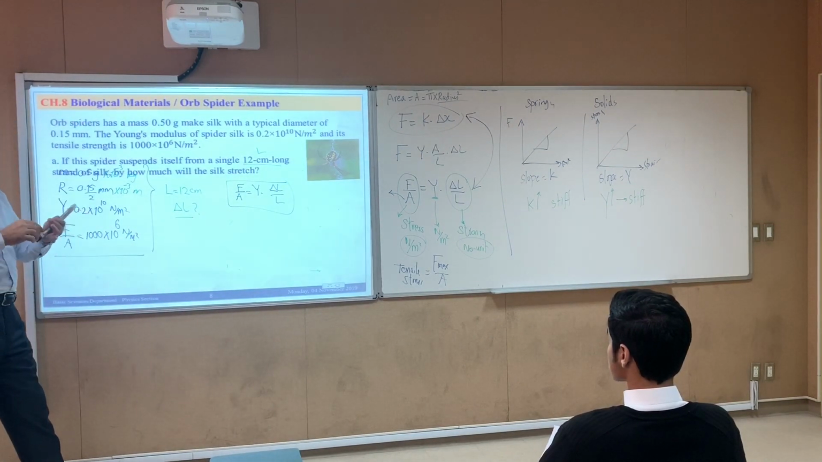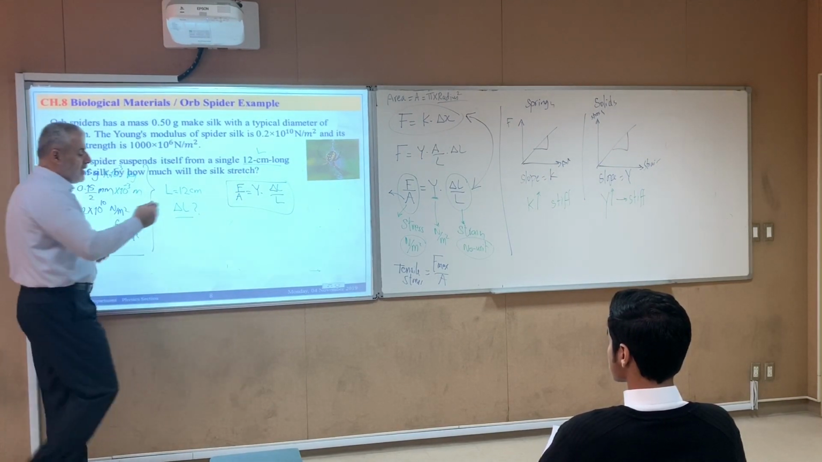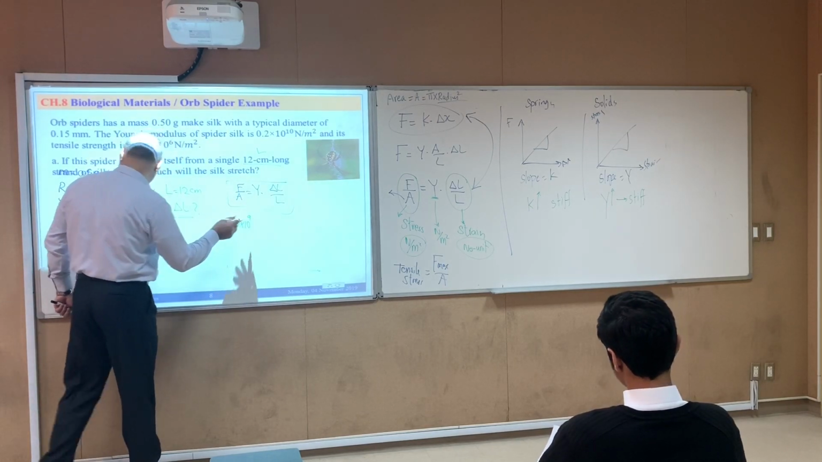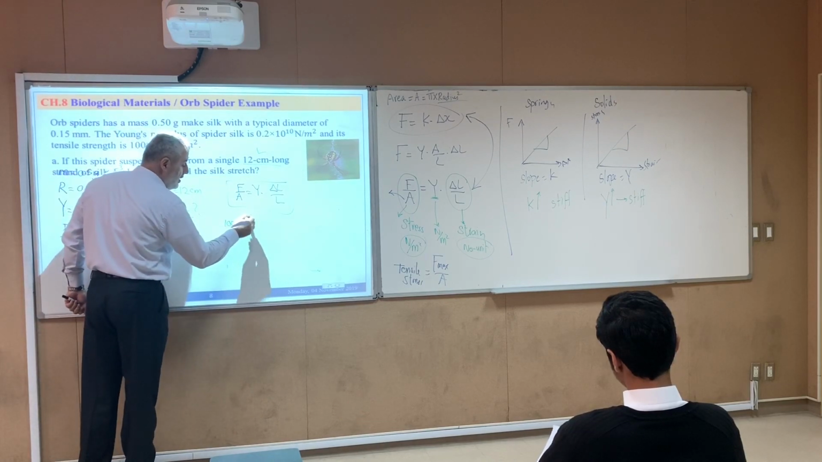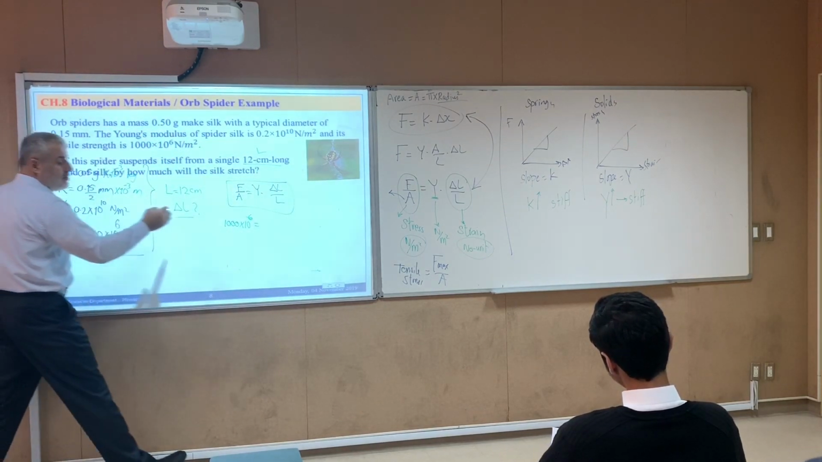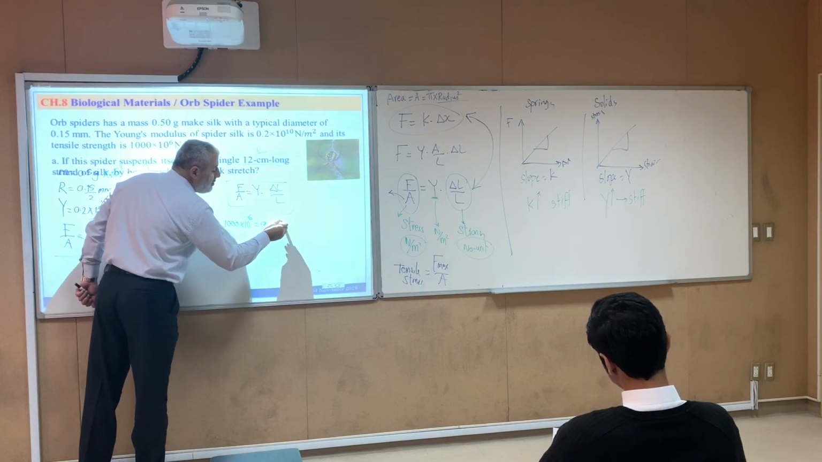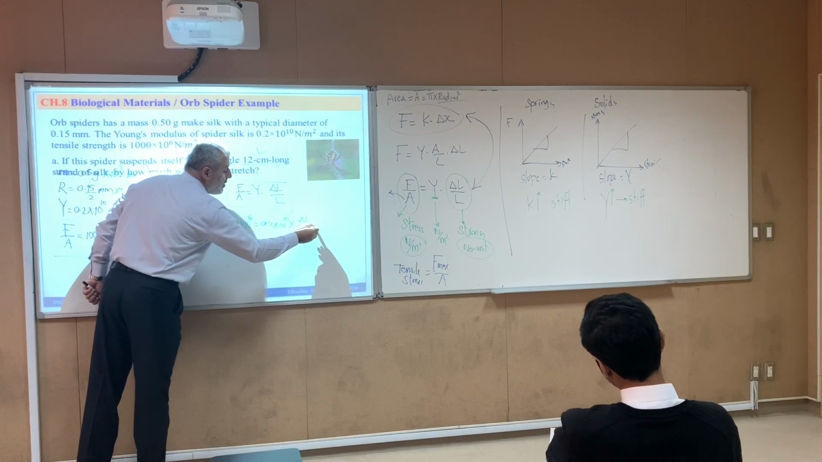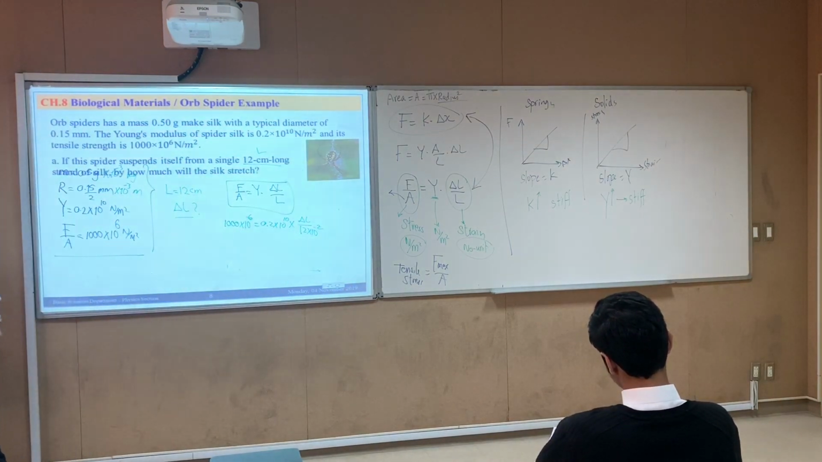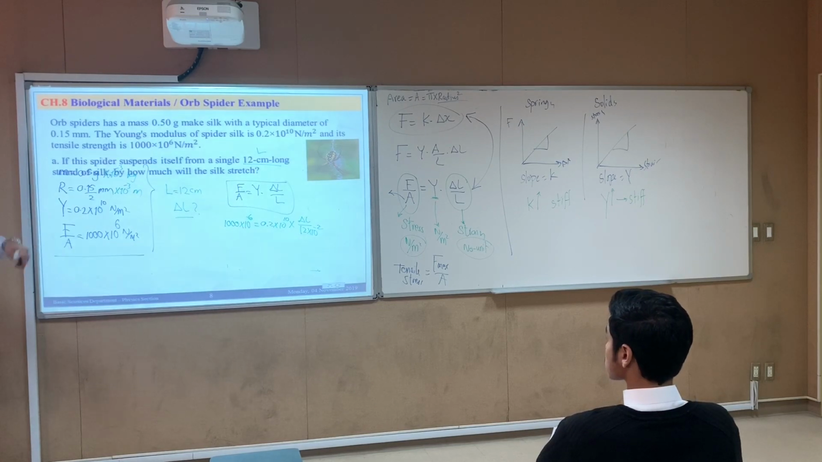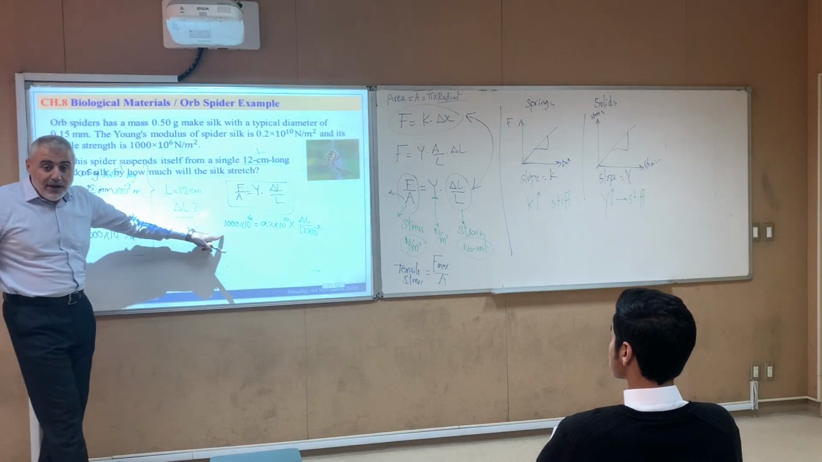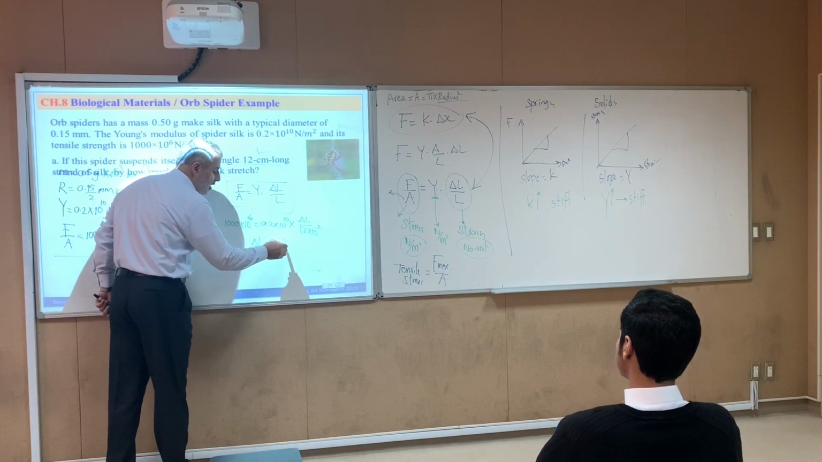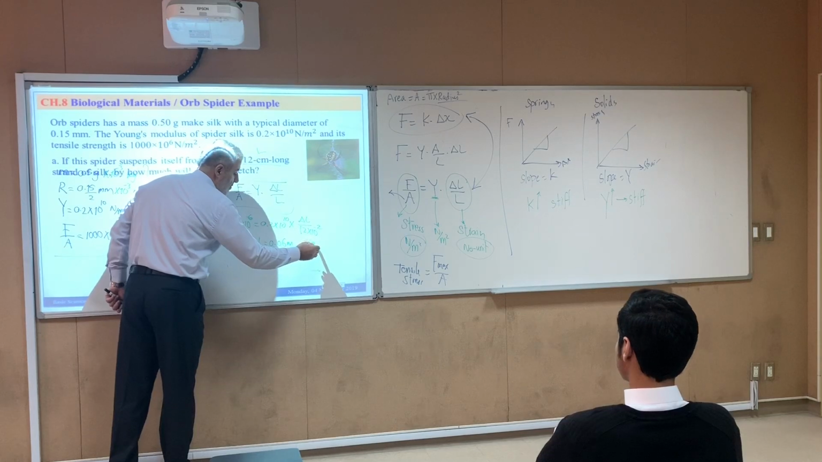All of them are available. F over A is given. This is 1000 times 10 to the power 6 equals Y, 10 times delta L over 12 times 10 to the power negative. Big numbers, but don't worry. Is that okay? Okay. We can find delta L. By the way, delta L would be 0.06 meter, which is 6 centimeter.